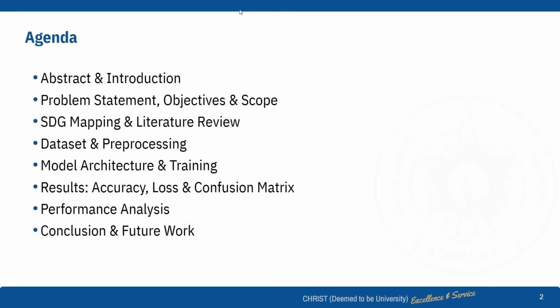Our presentation follows the complete machine learning pipeline. We will first discuss the problem and motivation, followed by the project scope and objectives. Then we will explain the dataset and pre-processing methodology, followed by the CNN architecture and training process. Finally, we will present the model results, analyze its errors, and discuss its real-world applications, limitations, and future improvements.